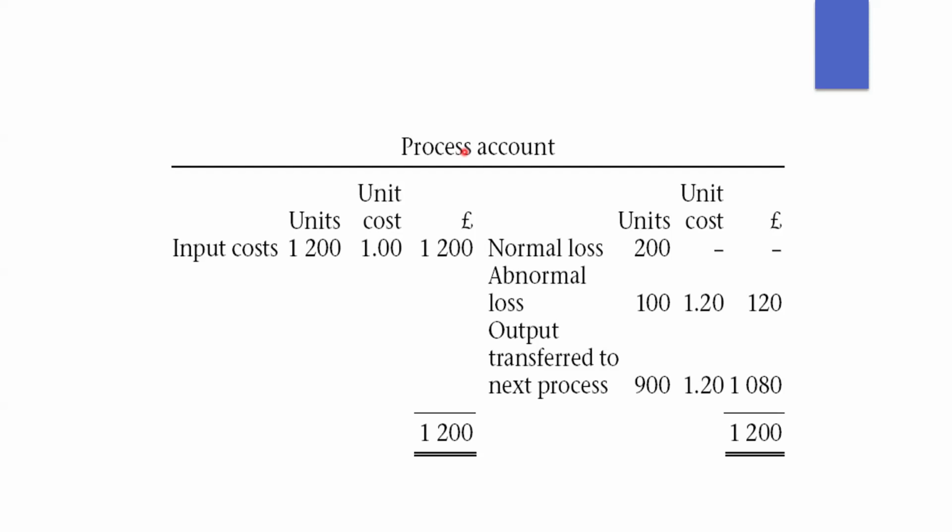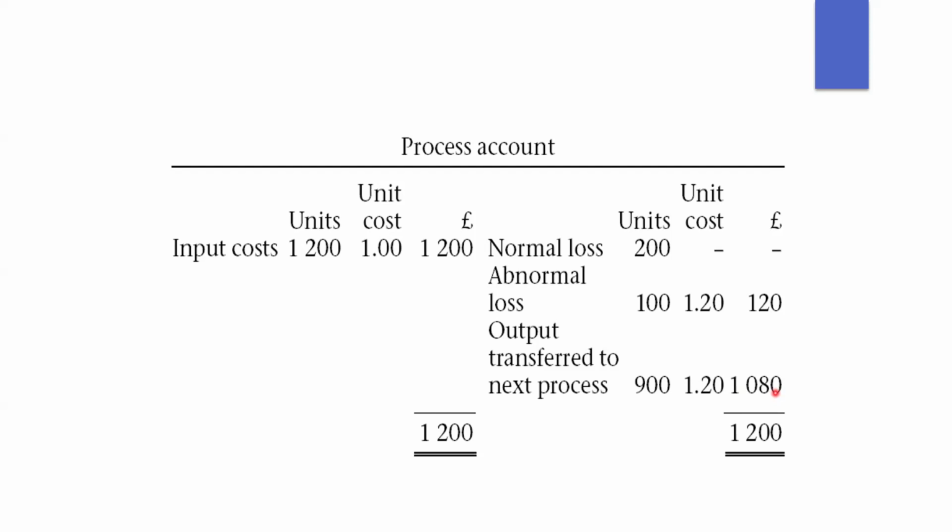On the credit side, we have calculated the output cost per unit. The output transferred to the next process is 900 liters and the cost per liter is £1.20. So the total cost is 1080.